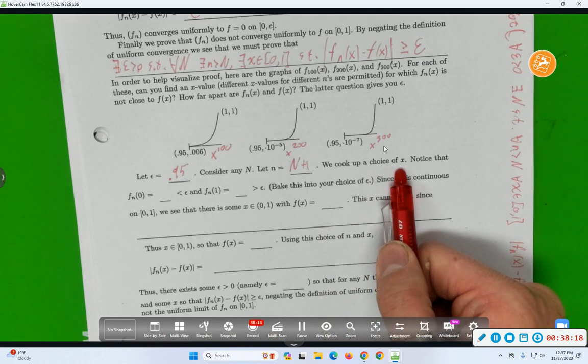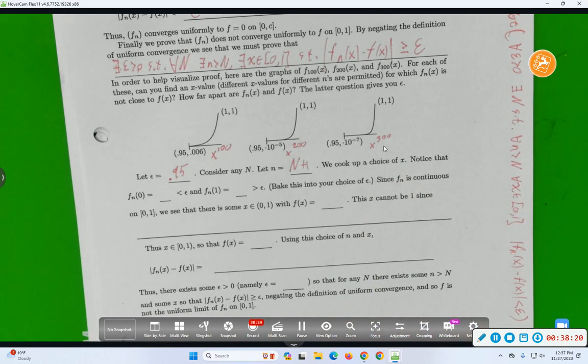I need to cook up a choice of x. So we could certainly set x to the n equal to 0.95 and do some solving, right? And you'd have to take the nth root of 0.95. That seems like a weird thing to write. Instead, I'm going to use the fact that we've built up the fancy tools from calculus, like the intermediate value theorem. Is x to the n a continuous function?